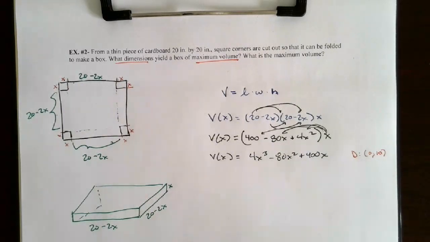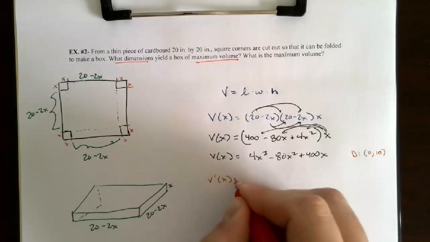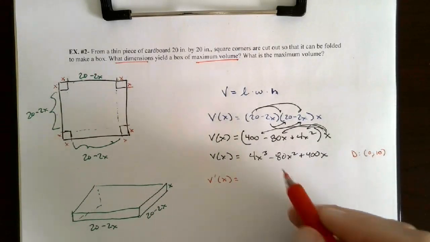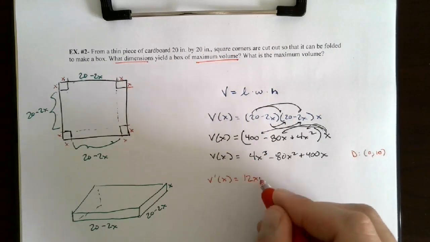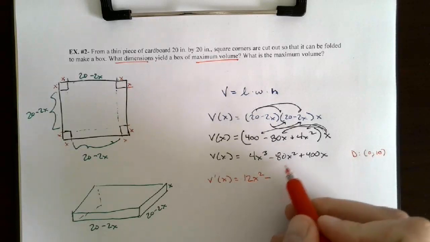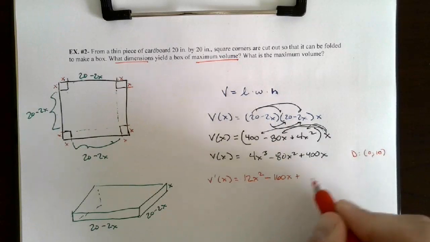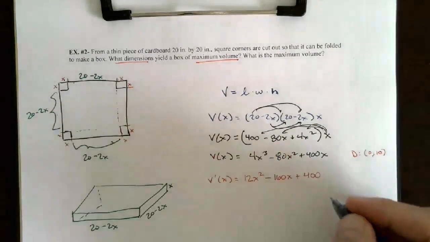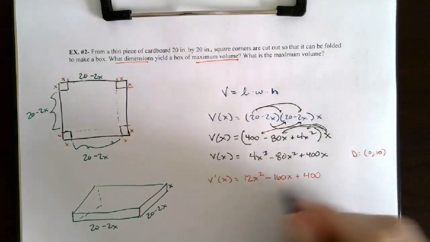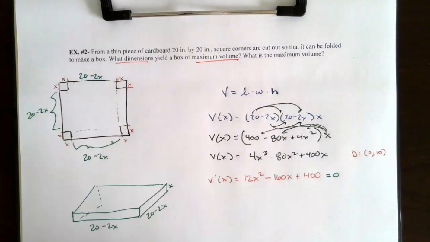So when we find critical values, remember what we're doing. You want to take the first derivative, so I'm looking for V prime of x here, and that's going to leave me with 4x cubed, taking the derivative, 3 times 4 gives me 12x to the second power now, minus the derivative of 80x squared is going to be minus 160x, plus the derivative of 400x is just plus 400. To find critical values, we want to find where this is undefined or where it's equal to 0. This isn't undefined anywhere, so we'll set it equal to 0, and we'll solve.